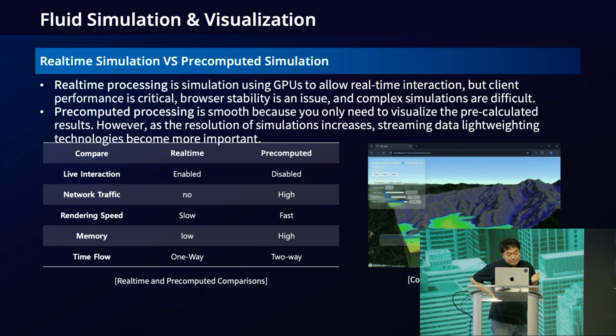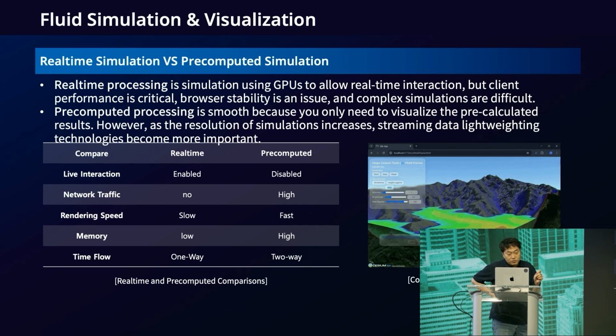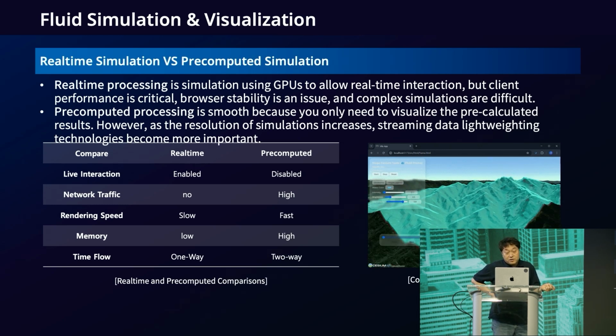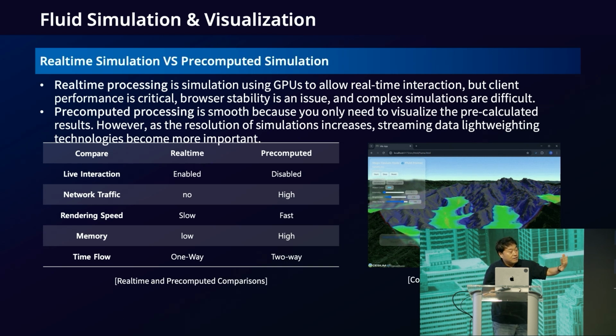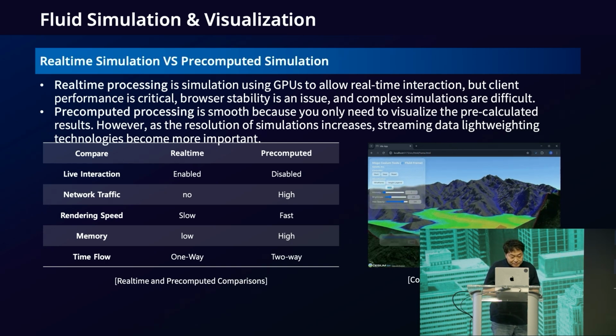Also, real-time rendering will be very slow because it will calculate many things in web browsers. But with pre-computed simulation, rendering speed will be fast. Also, in terms of memory use, real-time simulation is very low, but for pre-computed simulation, the memory use will be high because we have to take the current simulation data and then the before and after data. Also, time flow is just one way in real-time, while pre-computed is two-way.